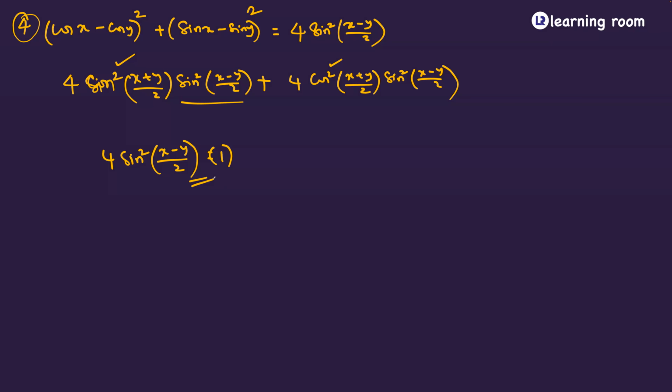Done. So we'll do one last problem. Tell me. Sine x plus sine 7x, in progression. Four cos x.